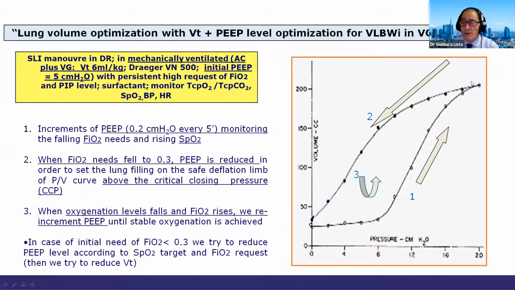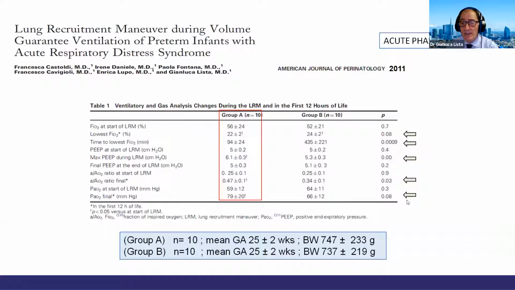pressure volume curve. So we started to reduce the PEEP level, always by 0.2 centimeters of water every 5 minutes. And when we observed desaturation and the need to increase the FiO2, we incremented the level of PEEP again until stable oxygenation was achieved. In my unit, in this pilot study, we randomized a group of preterm infants in mechanical ventilation to be managed with a static PEEP or a dynamic PEEP.